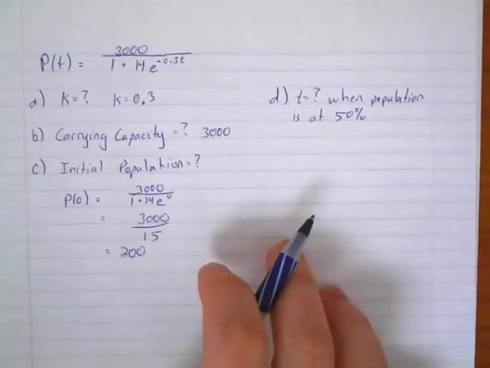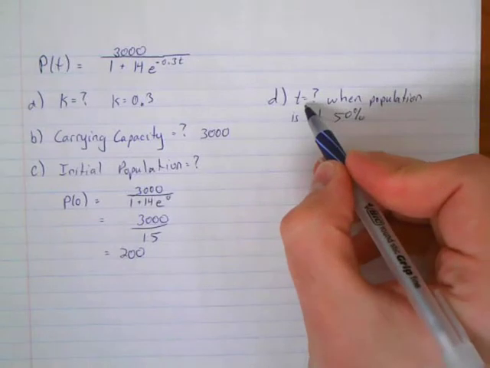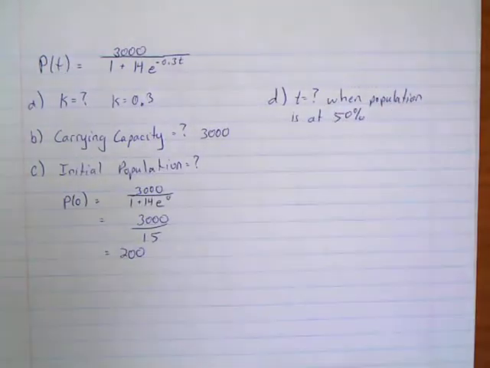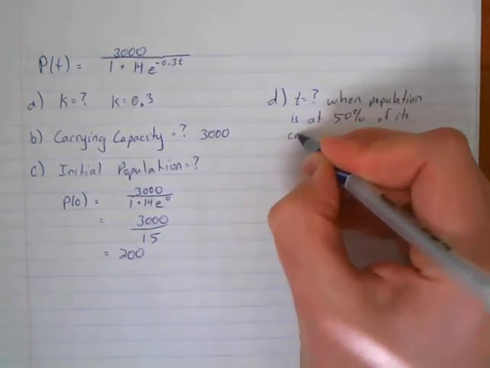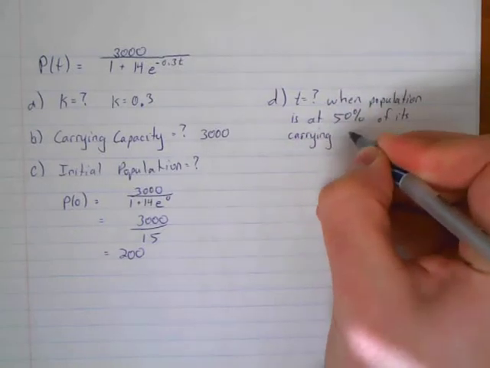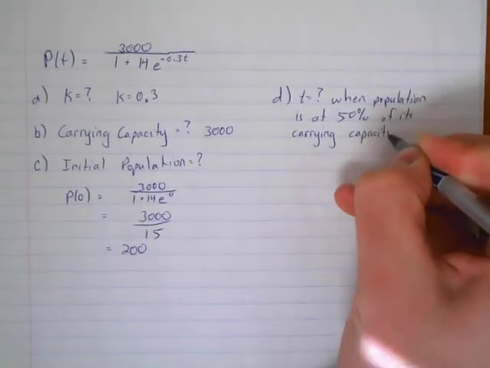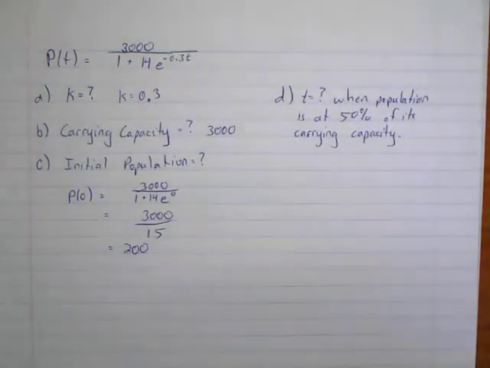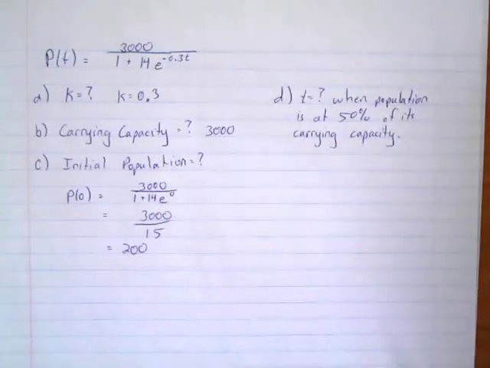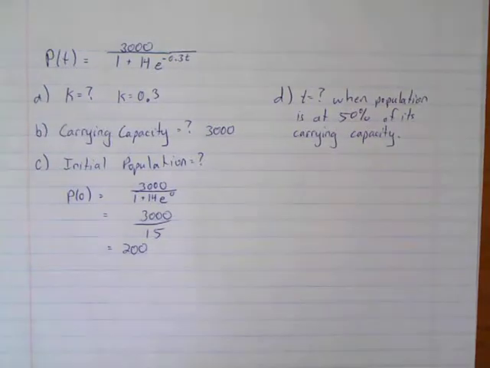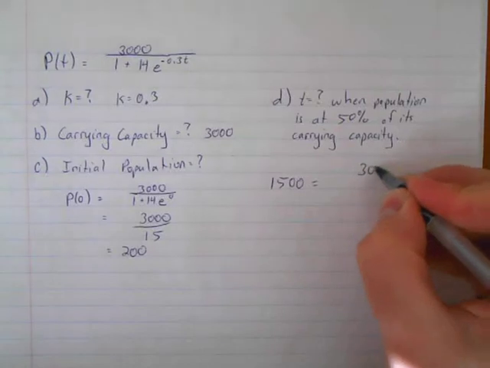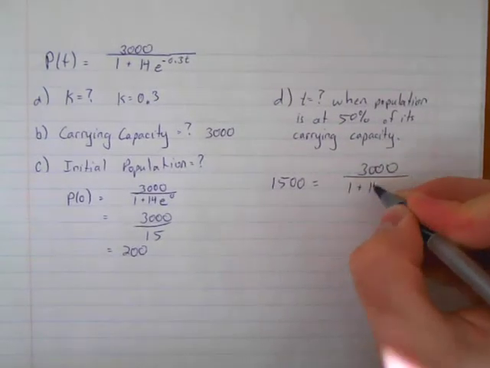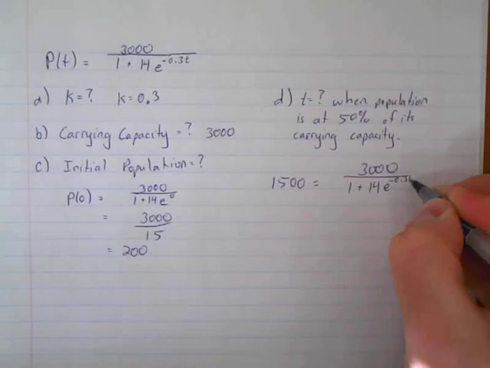But then the next question. When will t equal what when the population is at 50%? Sorry, 50% of its carrying capacity. So how long will it take for this population to grow to 50% of 3,000? So what we do in this situation is we set it equal to 50% of 3,000. So 1,500 is equal to 3,000 divided by 1 plus 14e to the negative 0.3t.